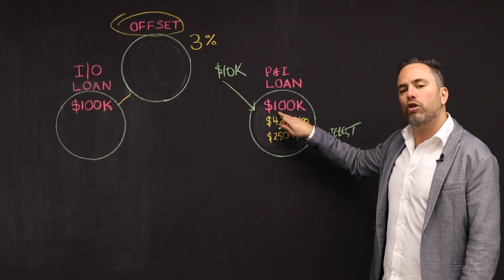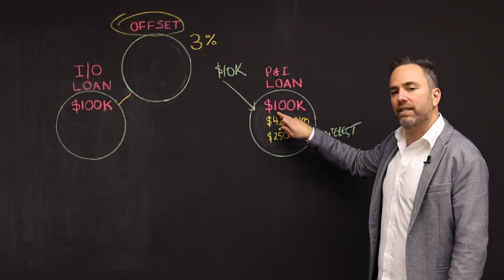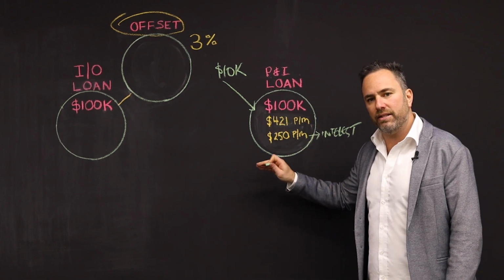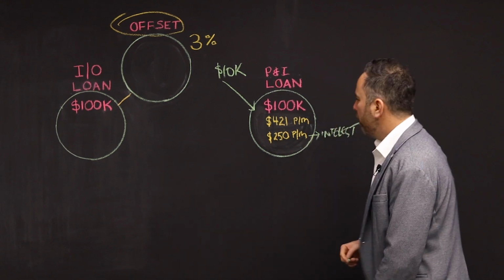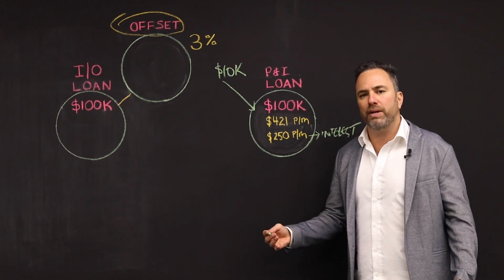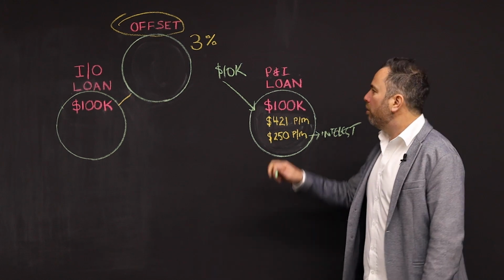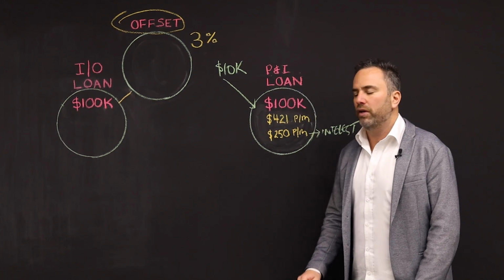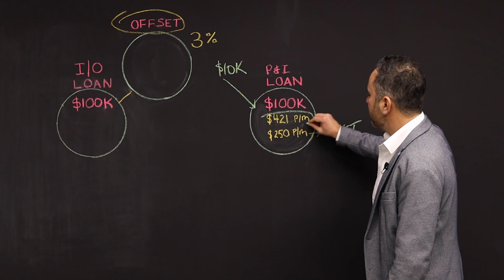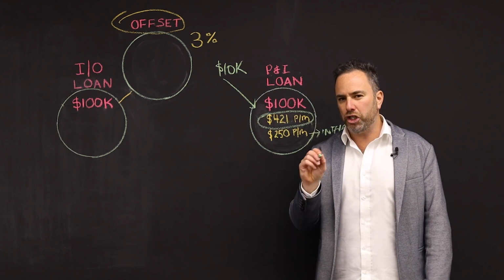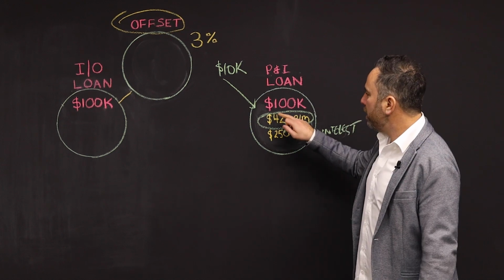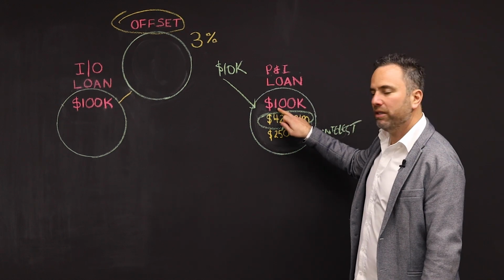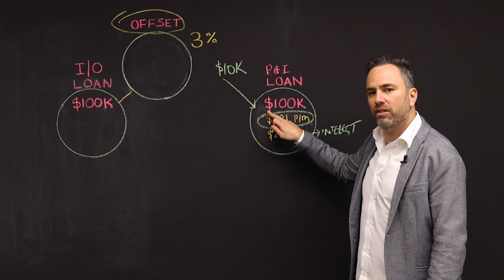So now our loan balance goes from $100,000 down to $90,000. So when the loan repayment is calculated the next time, we sit there and go, well, how much is my loan repayment going to be? Well, because it's a principal and interest loan, your loan repayment remains at $421. What changes is the amount of interest that's charged. So you're only charged interest on the new balance, which is now $90,000.